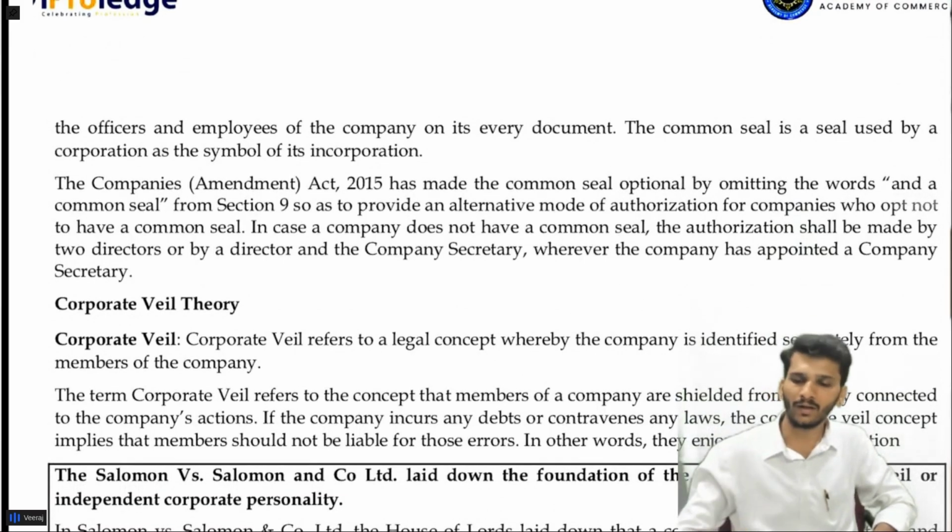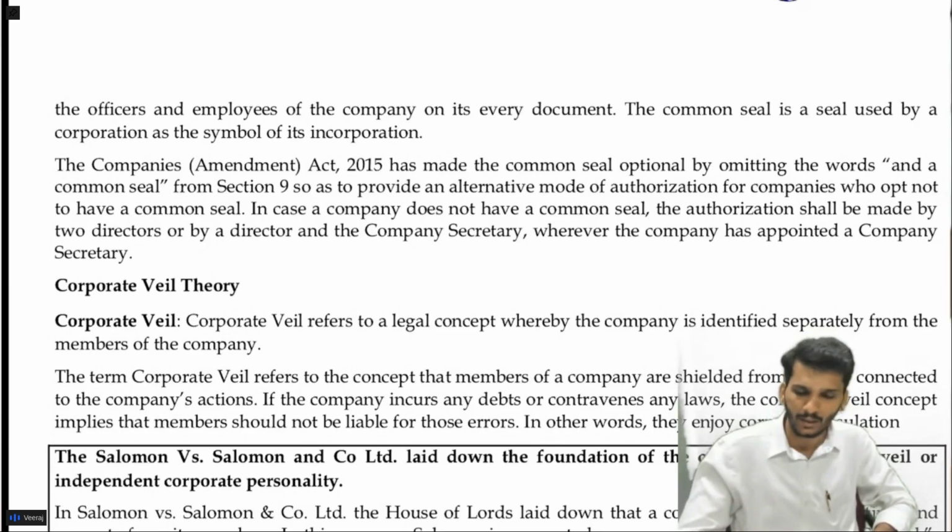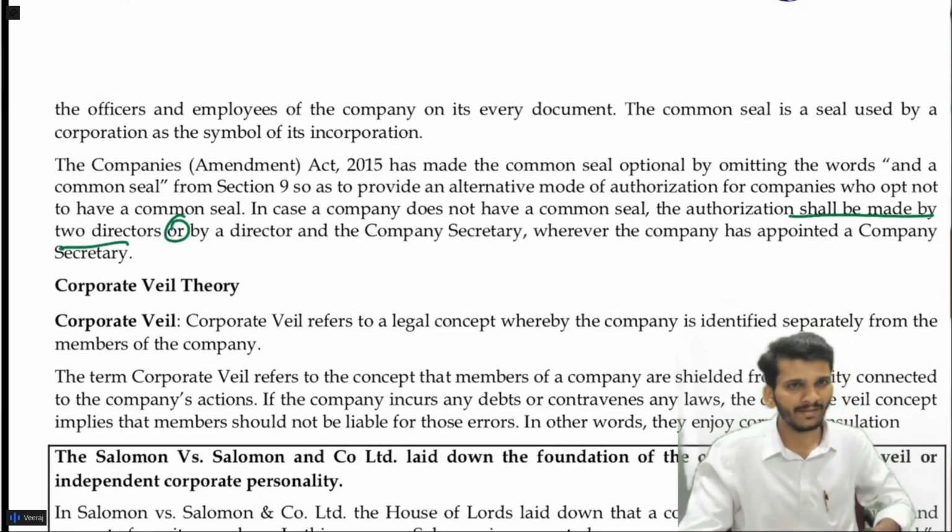What is the alternative for the common seal? They have given only one alternative. It shall be by two directors, or if the company has a company secretary, one director and the company secretary.